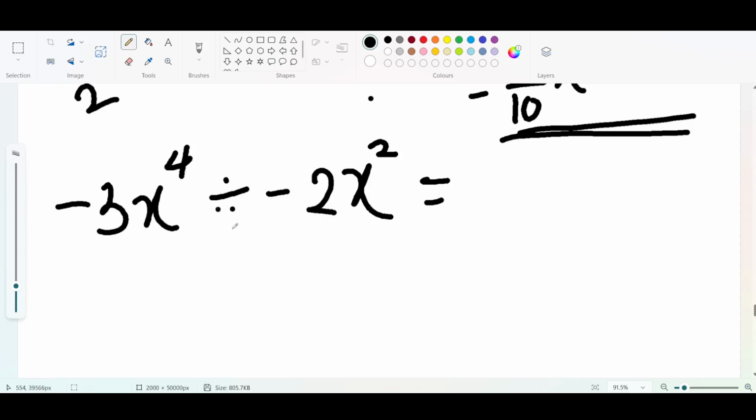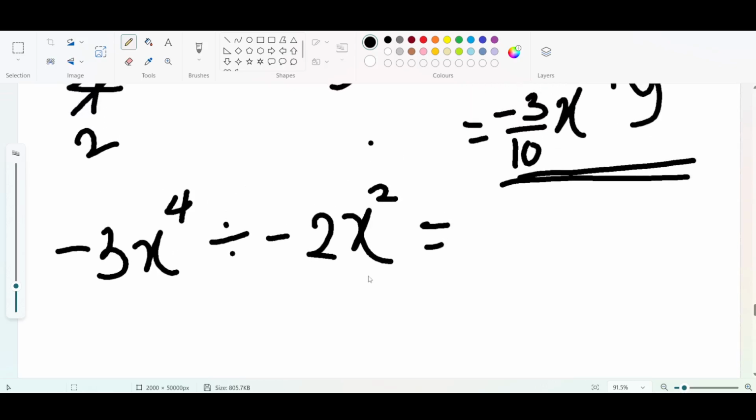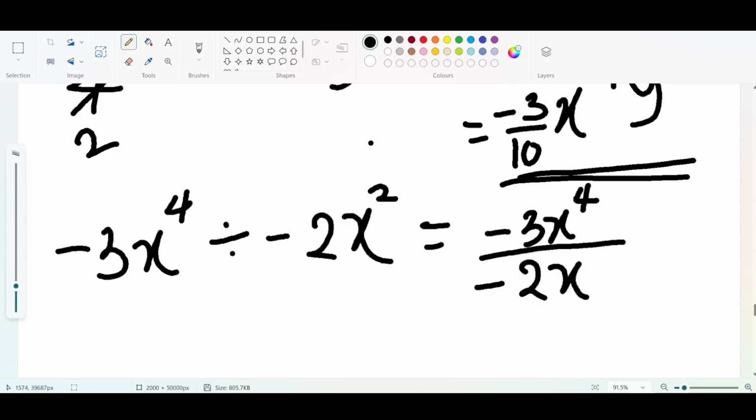we can just put this division as a dividing line, where this one is the numerator and this is the denominator. So at this point it's going to be minus 3x raised to power 4 divided by minus 2x raised to power 2. So this is going to cut this, and 3 all over 2 is going to be this. It's going to be 3 over 2.